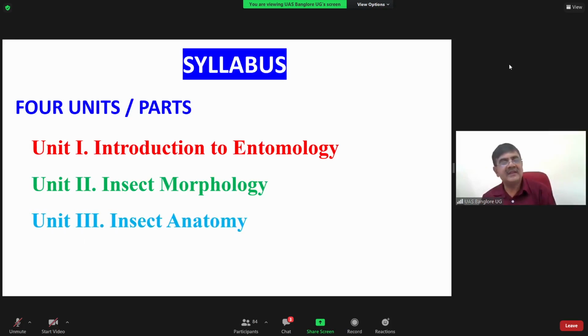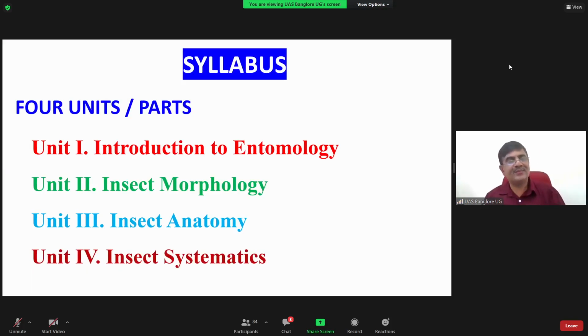And in the third unit, we will be studying insect anatomy, where we will be studying the internal organs or systems that are located in the insect body. In the fourth unit, we will be studying insect systematics. Since this is a 2+1 course, we will be studying all these 4 major parts.